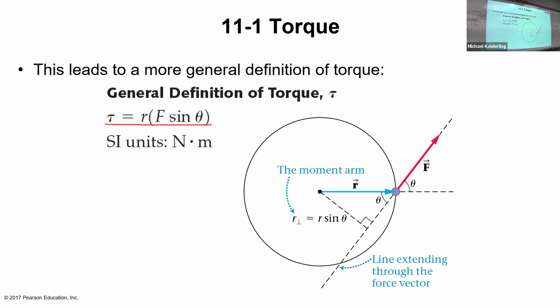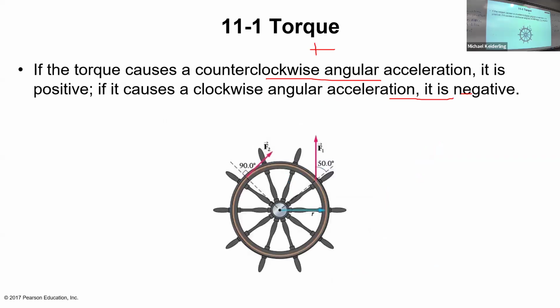Engineers will call torque moment because they speak a different language. So if a torque causes a counterclockwise angular acceleration, it is positive. If it causes a clockwise angular acceleration, it is negative. So force 1 here, which is causing a counterclockwise rotation, is positive.